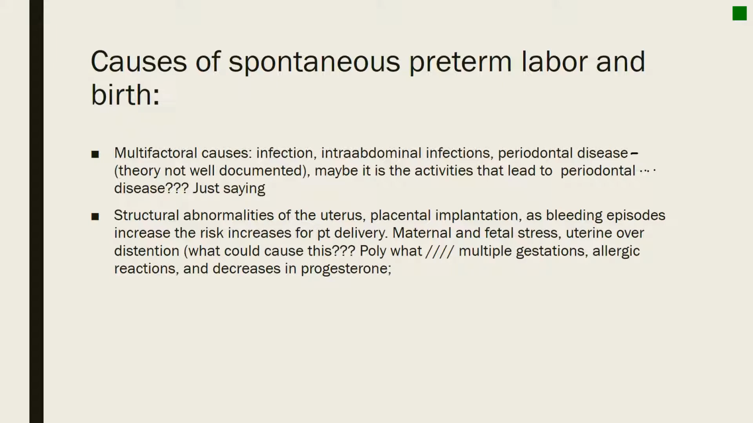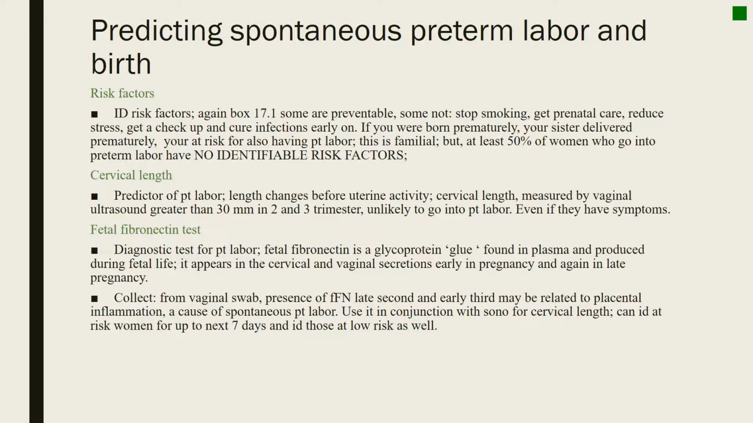All right, structural abnormalities of the uterus, placental implantation. The thing is that as the number of bleeding episodes increases, the risk for preterm delivery increases as well. We also have to think about uterine overdistension and what could cause this. Too much amniotic fluid is called what? Polyhydramnios, but also multiple gestations. We have 2 or 3 babies in there. That uterus can only get so big before it says, that's it. I can't do this anymore.